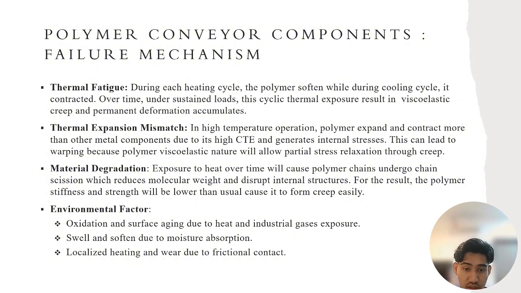Material degradation: exposure to heat over time will cause polymer chains to undergo chain scission, which reduces molecular weight and disrupts internal structures. As a result, the polymer stiffness and strength will be lower than usual, causing it to creep easily. Environmental factors: first, oxidation and surface aging due to heat and industrial gas exposure. Second, swelling and softening due to moisture absorption. Third, localized heating and wear due to frictional contact.